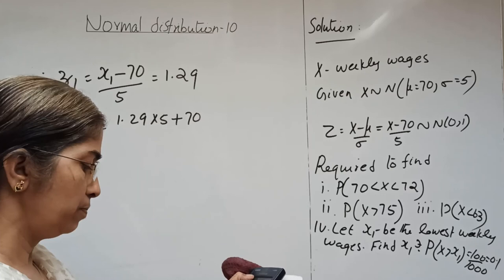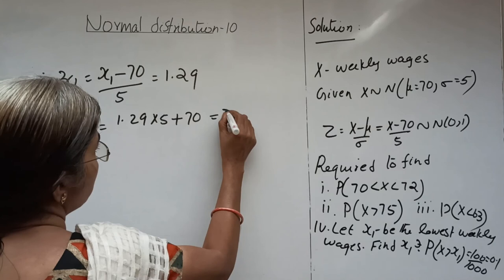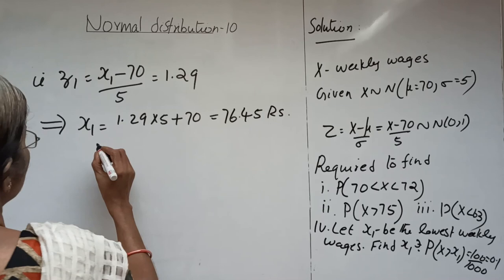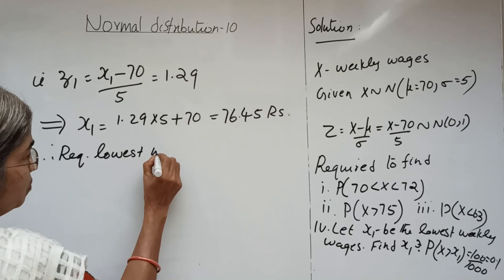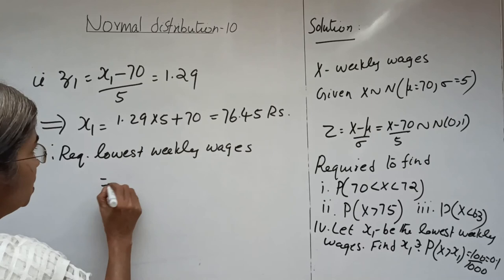So it is equal to 76.45. That is 76.45 rupees. That is the required lowest weekly wage, equal to 76.45 rupees.